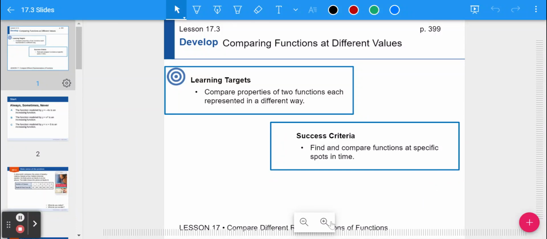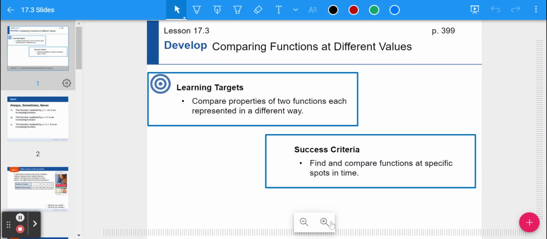Hello, hello, hello. It is section 17, day 3 of comparing functions at different values. This is going to start on page 399 in your math book, so please open up to that page.